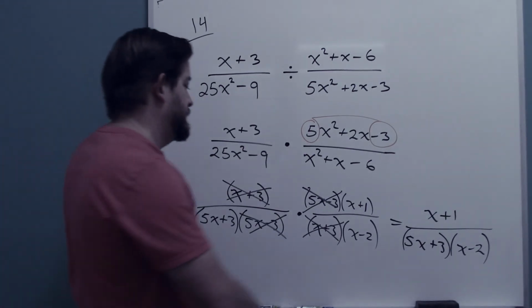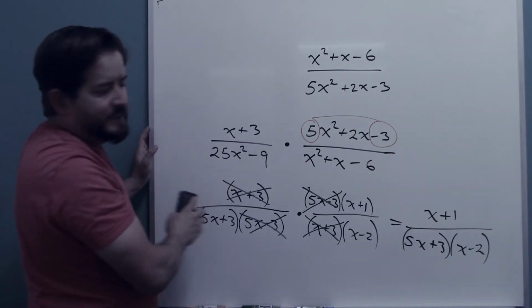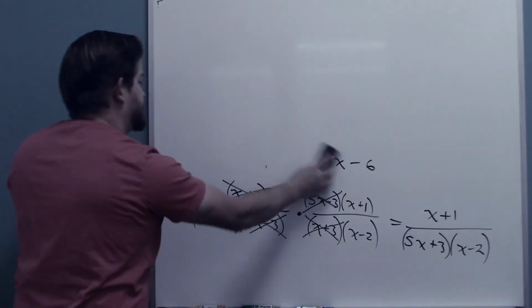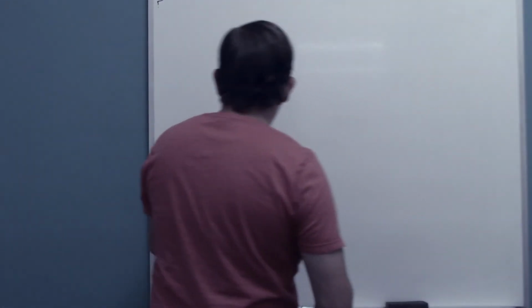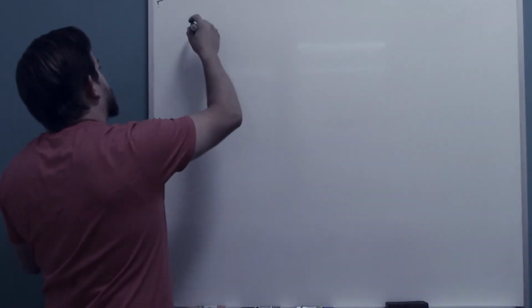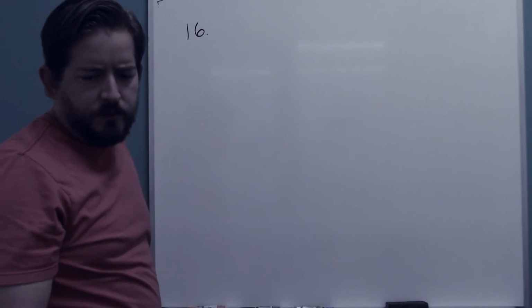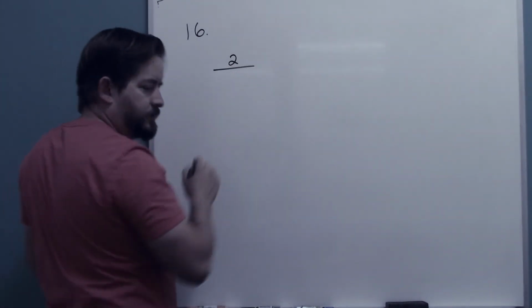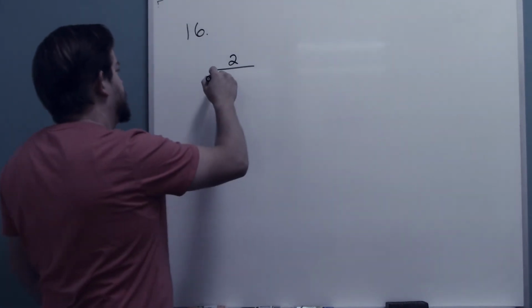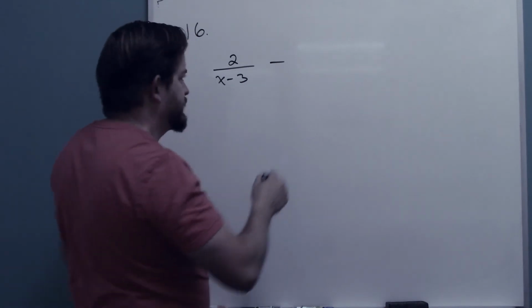Okay, good. Let's take a look at another one. Let's look at number 16. Okay, 16 says, perform the addition and or subtraction. This one's not nearly as bad as that number, what was it, 3 that we did? This is 2 over x minus 3 minus 1 over x plus 3.